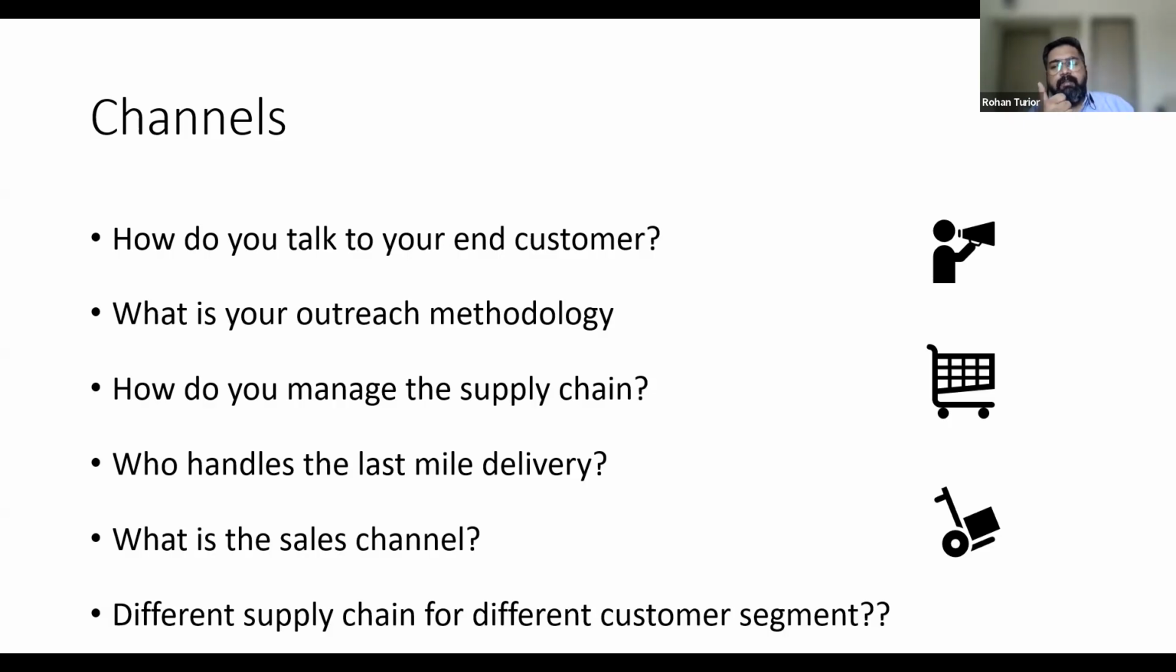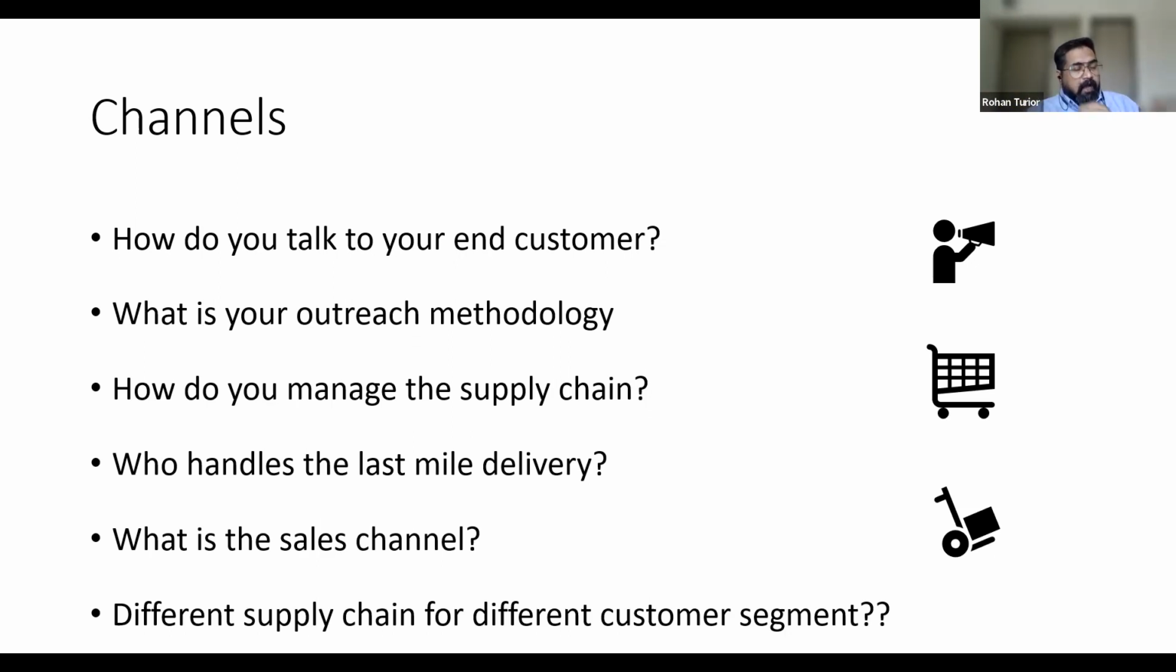The first part of the channel being, how do you communicate with your customer? Does the customer have a proper outreach channel to come and give you feedback, or is there a hotline number or something available so that the customer can reach you back? Then how do you manage the supply chain? Who is managing the last mile delivery? How is the product reaching the customer? What is the customer experience of accepting the product? Is the experience good? Is the experience bad? Because many times what happens is, though the product is very good, the shopping experience was not pleasant, so I'll never go to that place again.